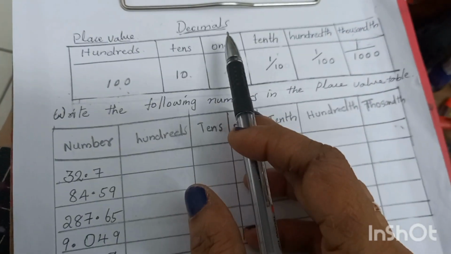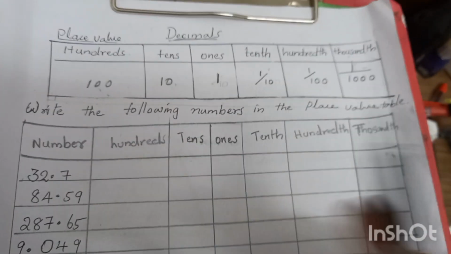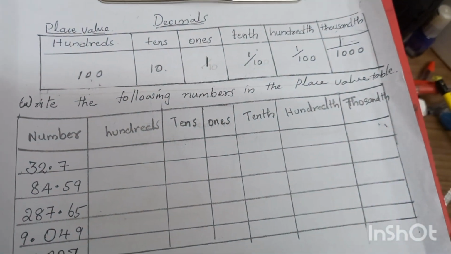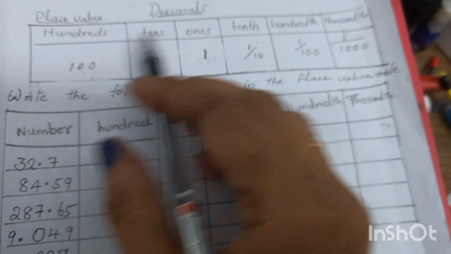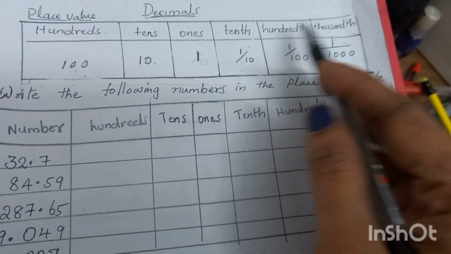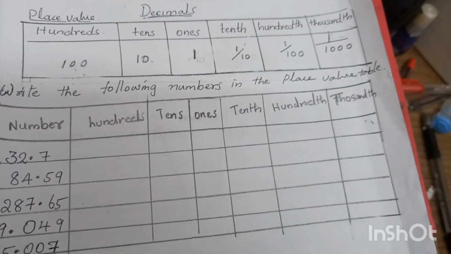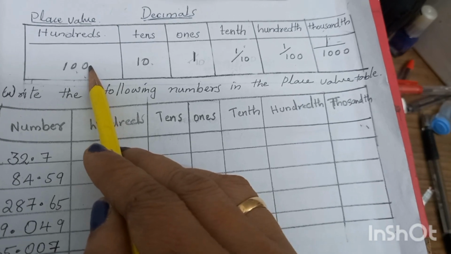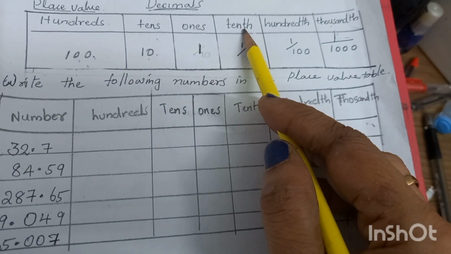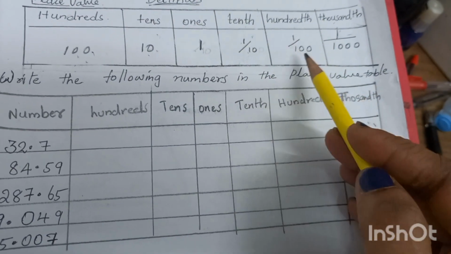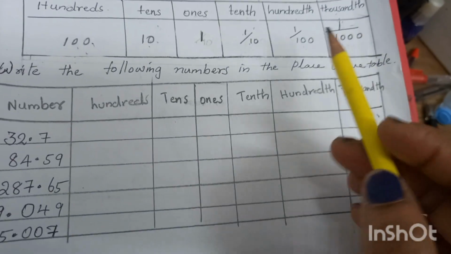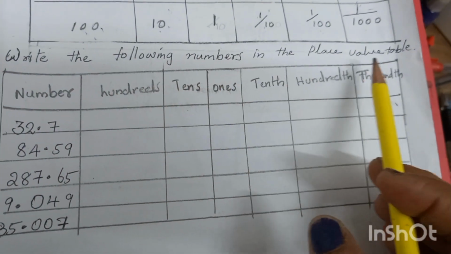You already know how to write decimals, isn't it? So place value you already know. So how to draw a place value chart? So this is hundreds, this is tens, ones, tenth, hundredth, thousandth. So this is 100, this is 10, this is 1, tenth, 1 by 10, hundredth, 1 by 100, thousandth, 1 by 1000. Write the following numbers in the place value table.